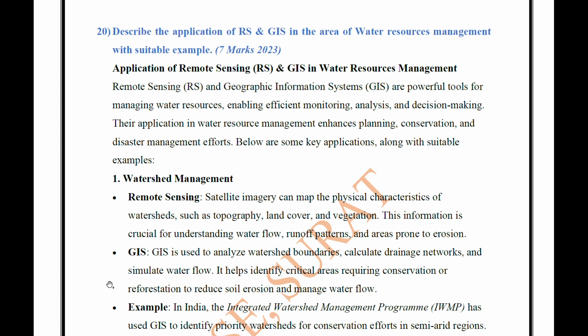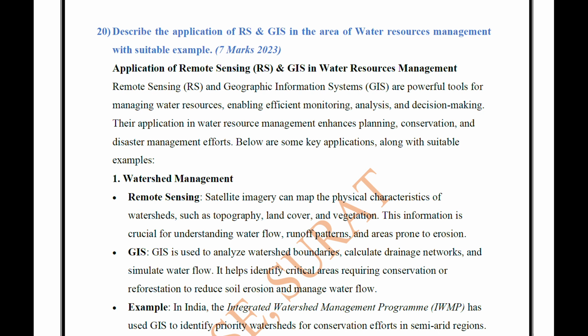Hello everyone. Let's start a new question: describe the application of RS and GIS in the area of water resource management with suitable examples. This question was asked in the GATE exam in 2023. Now let's see what the applications of remote sensing and GIS in water resource management are.